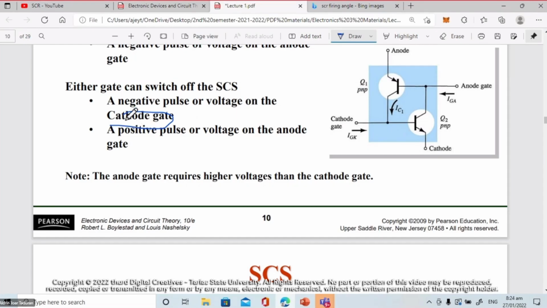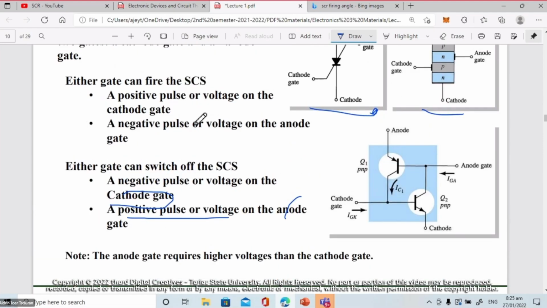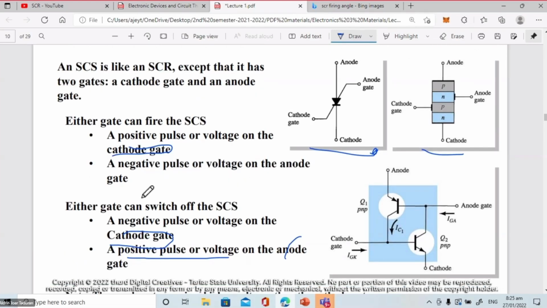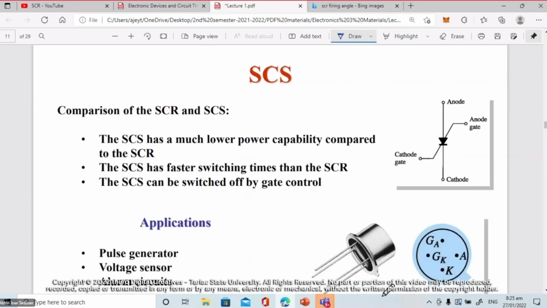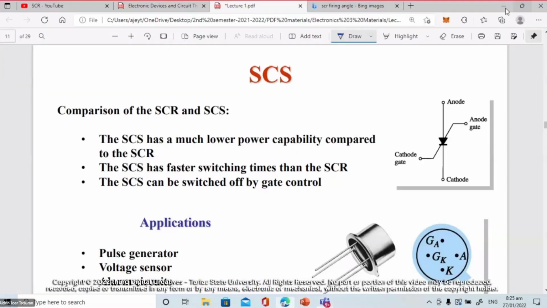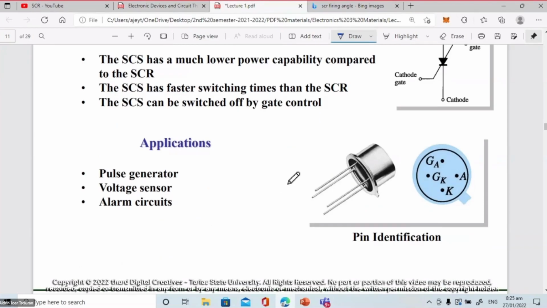Okay? Ayan. Kasama positive pulse naman sa anode gate natin. Okay. Kapag nagta-turn on kasi tayo, diba positive pulse sa cathode, okay. Negative pulse naman sa anode. Okay. Sa application, kadalasan ginagamit siya sa pulse generator, voltage sensor, saka alarm circuitry. Okay.